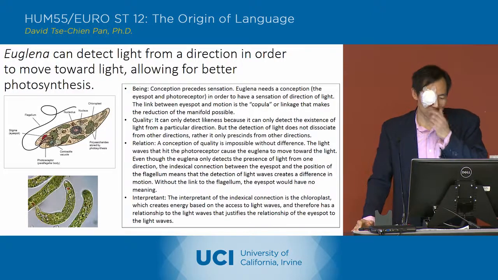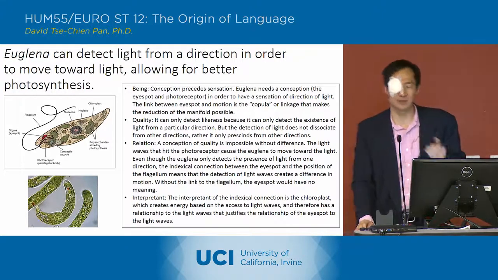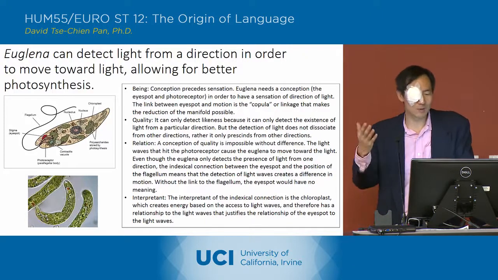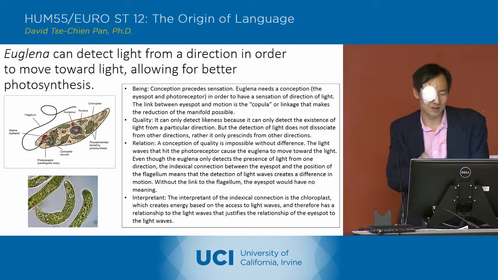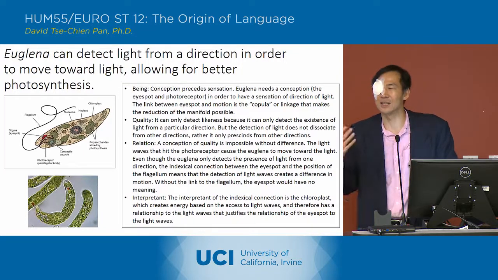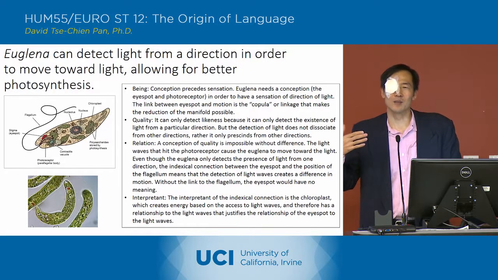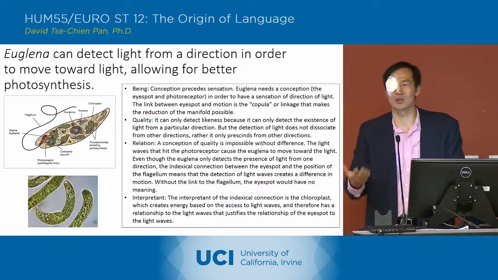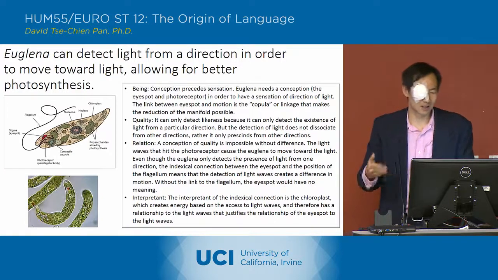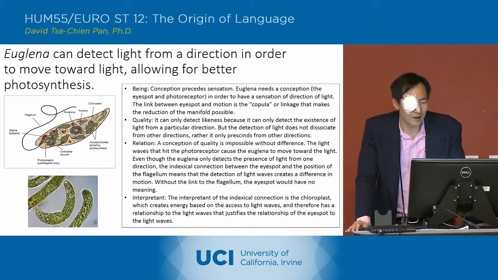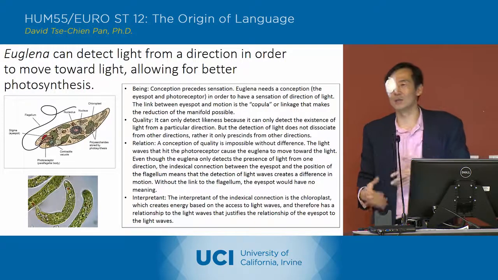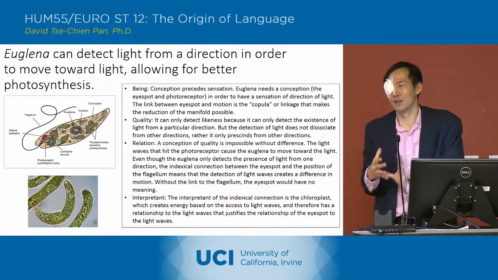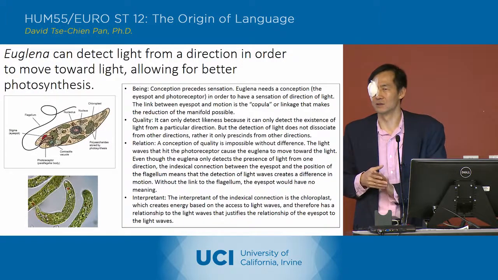There's a kind of single-celled creature called a euglena. It's a genus that can detect light from a particular direction in order to move toward the light, allowing for better photosynthesis. A characteristic of this euglena is that it functions both as an animal and as a plant. It can use photosynthesis to generate energy, but it also can eat things in order to get energy, right? And it has a basic kind of sensory apparatus in which it's really limited to perceiving likeness, right?